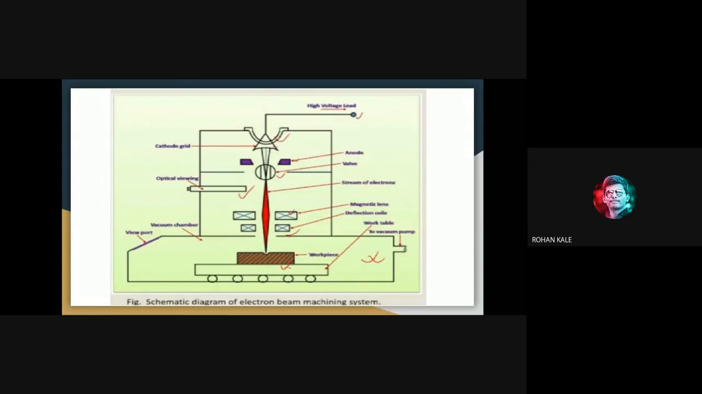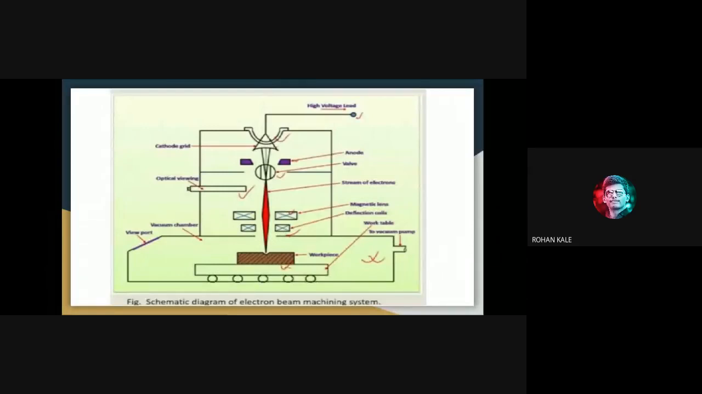Please remember, the machining chamber should be a vacuum chamber. That vacuum should be there in your machine chamber, so due to that it is called a vacuum chamber. In this diagram also, whatever cathode is used, that means the tungsten cathode is used.